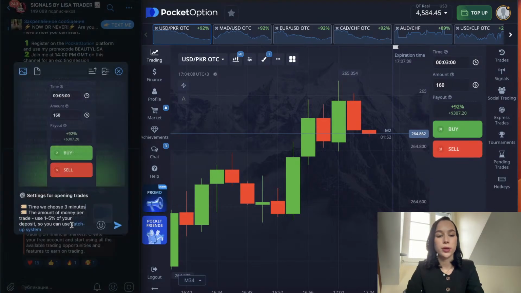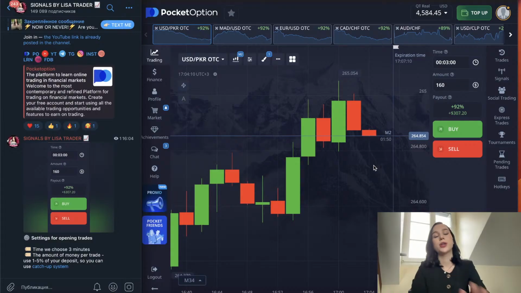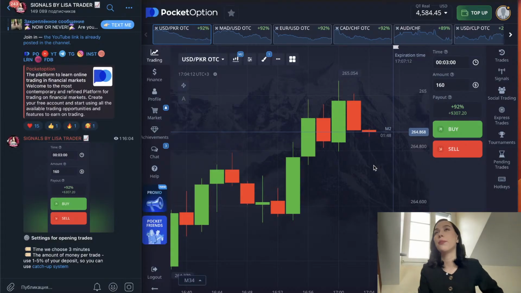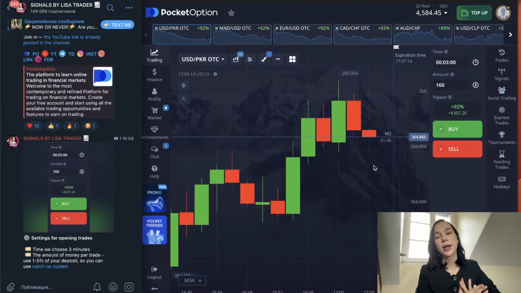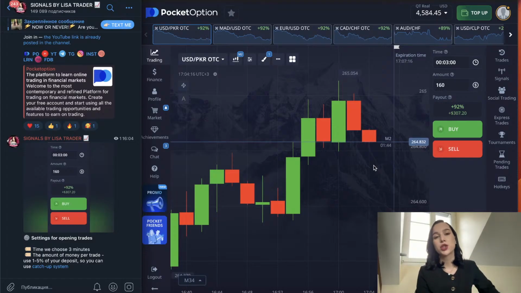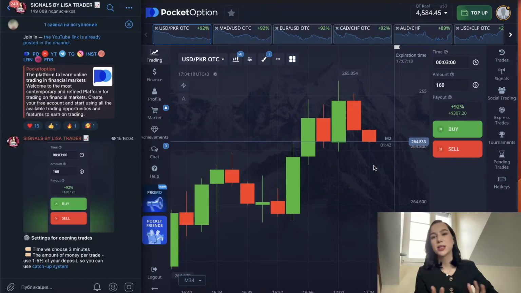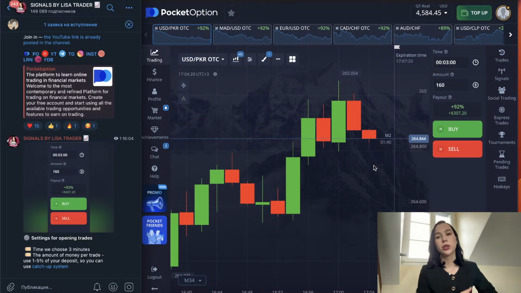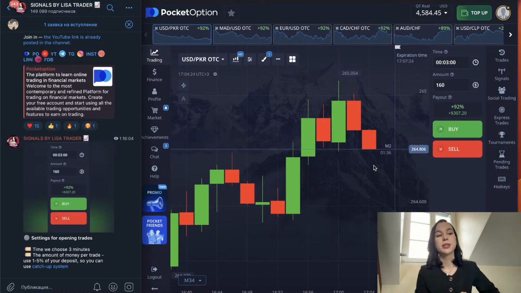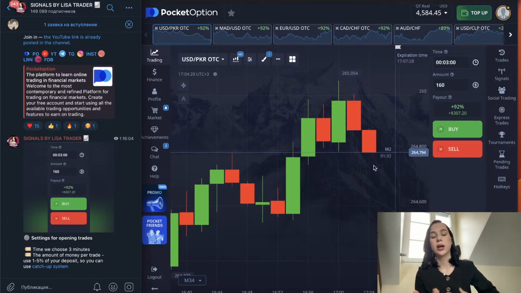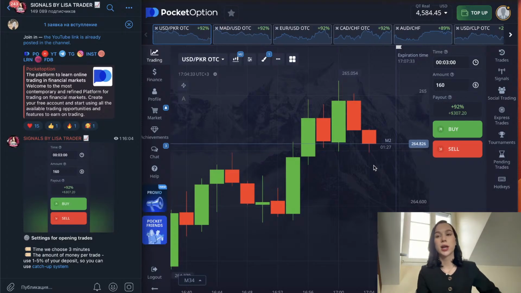Firstly, we do the settings for opening a trade. We open the Pocket Option platform. Pretty important, guys: check your Wi-Fi connection. There are a few websites like Speedtest where you can click the button and check what Wi-Fi connection you have, if it's good or not, because it's pretty important. Second of all, check if you have a VPN or not, because it could also make all of your internet connection a little bit slower.